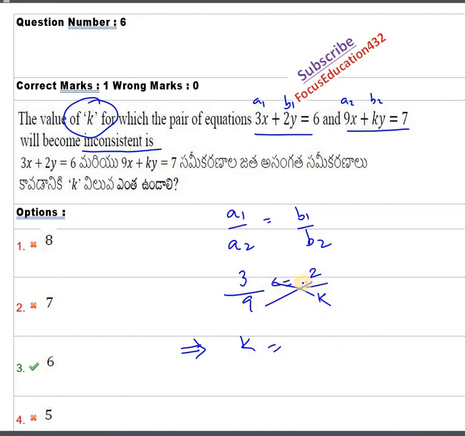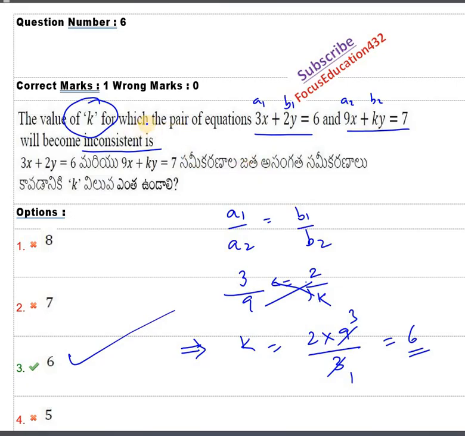So k comes this side. The other thing you have to change: bring k to the left side. k is equal to 2 multiplied by 9 by 3. So what is the value of k? 2 multiplied by 3, that is 6.